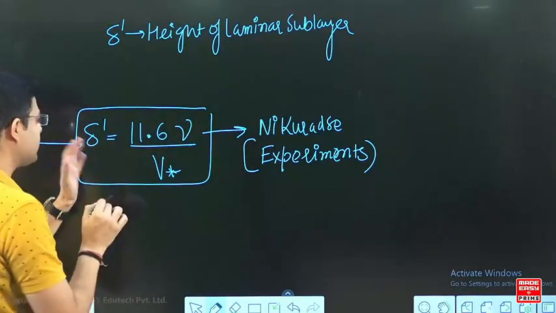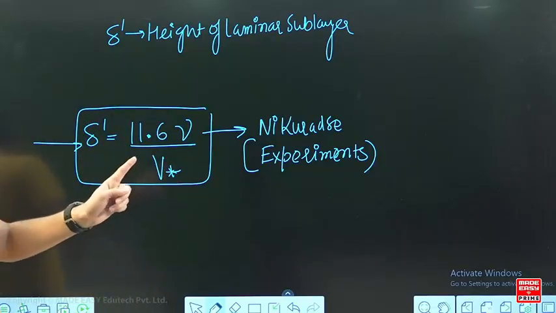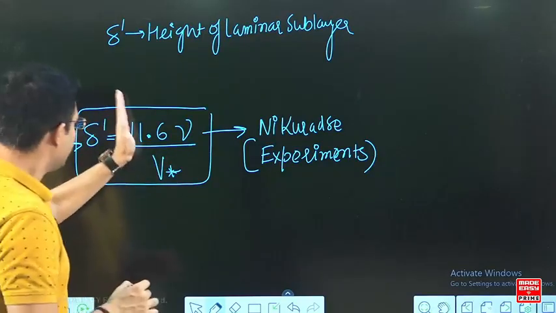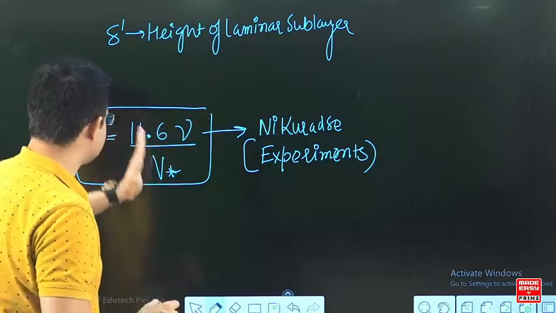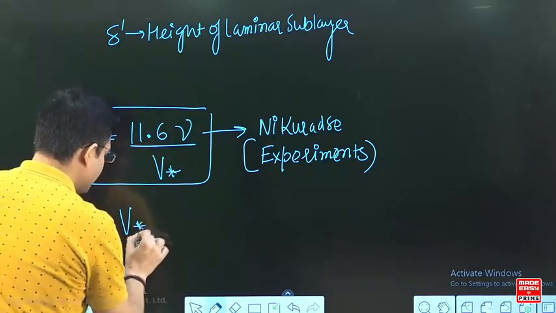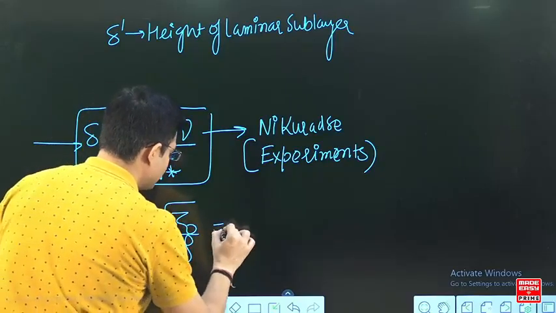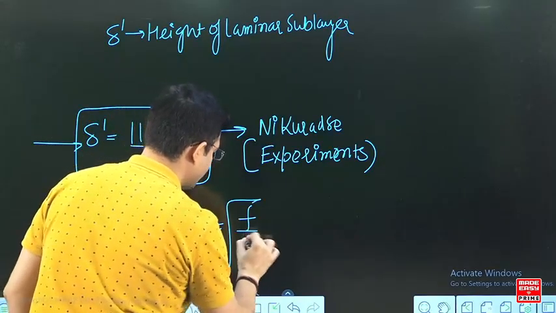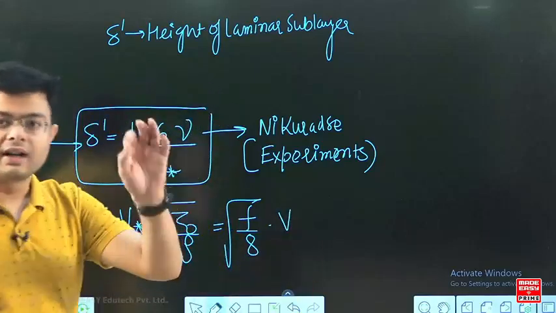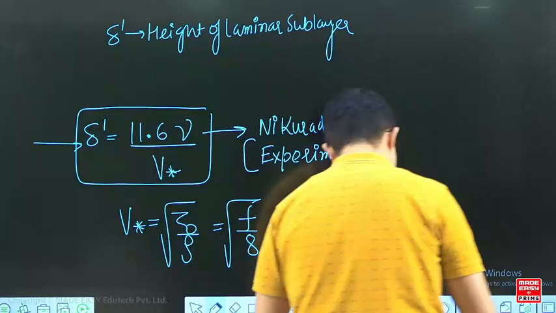So height of laminar sublayer is 11.6 nu by V star. This is a very, very important formula. Where what is V star? V star is under root of tau naught by rho, which is equal to under root of f by 8 into V. Clear, guys? Yes. Very good.